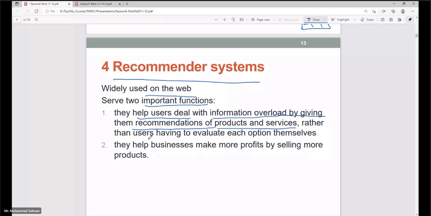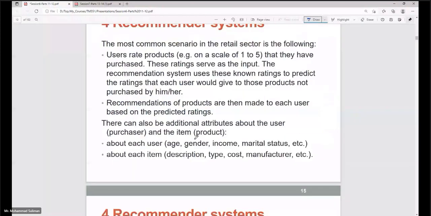Moreover, the most common scenario in the retail sector is this one: the user rates the products that they have purchased from 1 to 5, and these ratings serve as the input. This shows whether the user liked the product or did not like it. So the user rating on a scale of 1 to 5 becomes an input. The recommendation system uses these ratings to predict the rating that each user would give to products not purchased by him or her. The recommendation of products is then made to each user based on the predicted ratings.